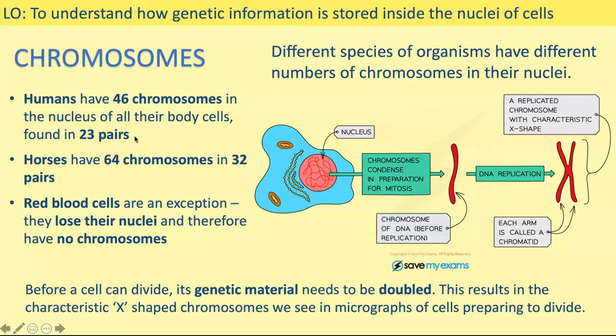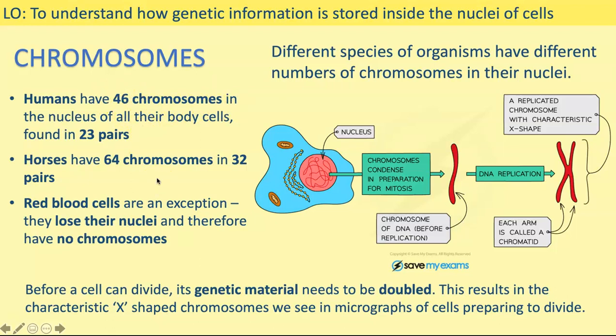It's really important that if you have a question about chromosomes, you carefully read it, because if it's asking you how many pairs of chromosomes a human should have, it will be 23. If it's asking you how many individual chromosomes, it should be 46.